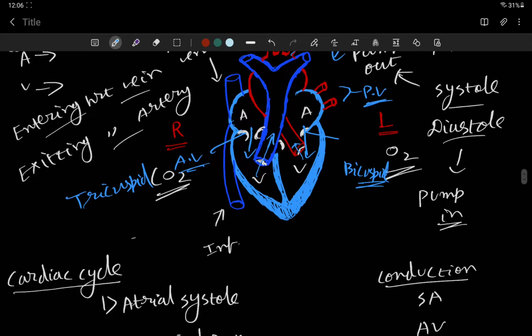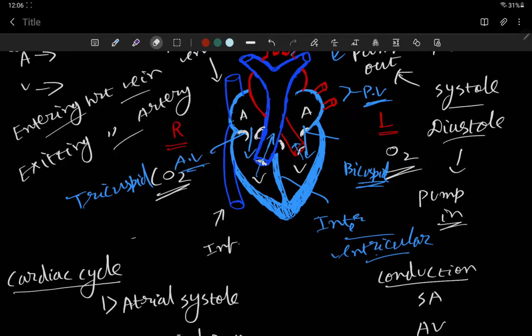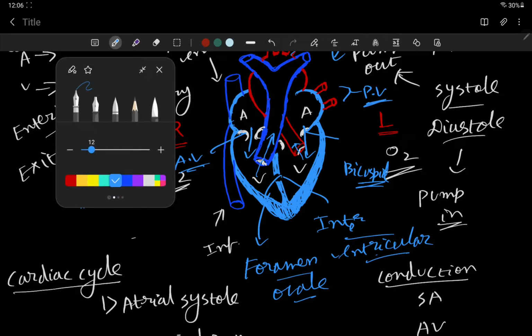That means this thing, there is a septum between these two ventricles. This is called the interventricular septum. When a baby is in the embryo condition, there is a pore or a hole in this wall. There is a minute hole in this wall. This hole in the embryonic phase is called the foramen ovale. At the time of delivery, this hole will be closed.